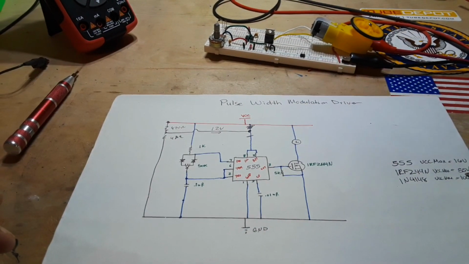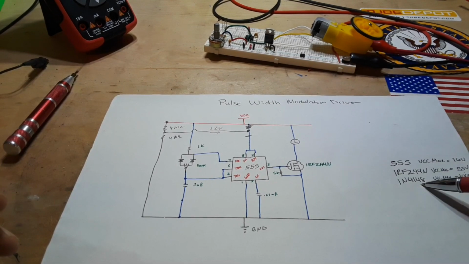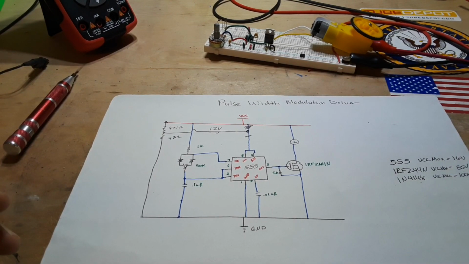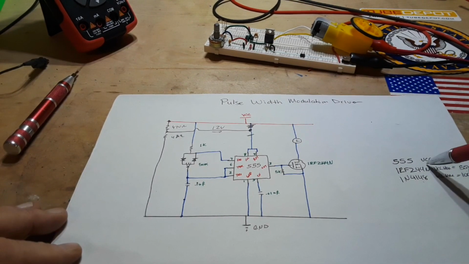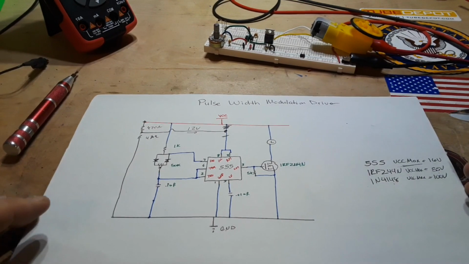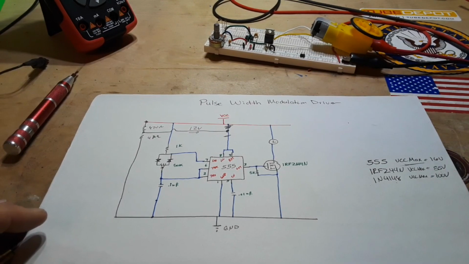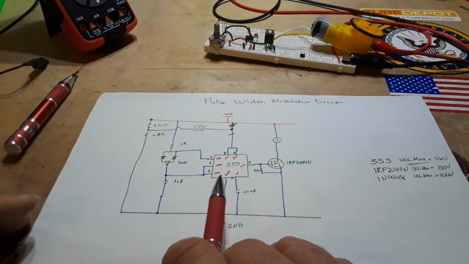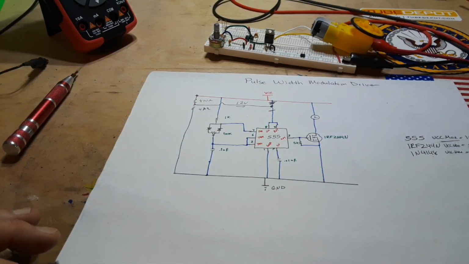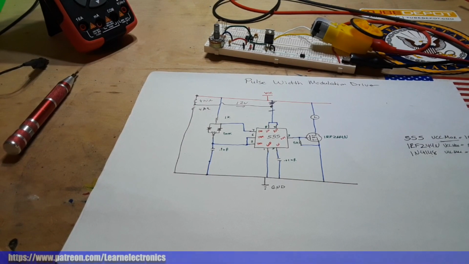The MOSFET will take up to 55 volts. The diodes don't care. They'll take up to 100 volts. So you always have to look at whatever your weakest link is, and that is going to be your ceiling. So plan for it, adjust for it, and have fun controlling motors with a 555 timer.